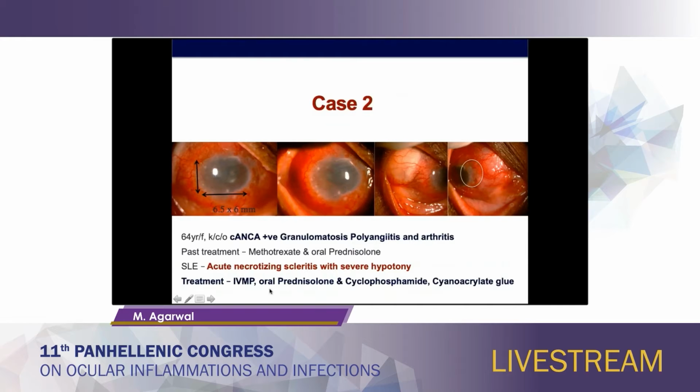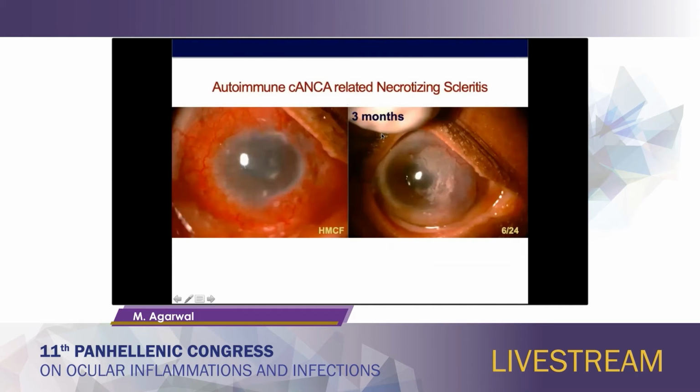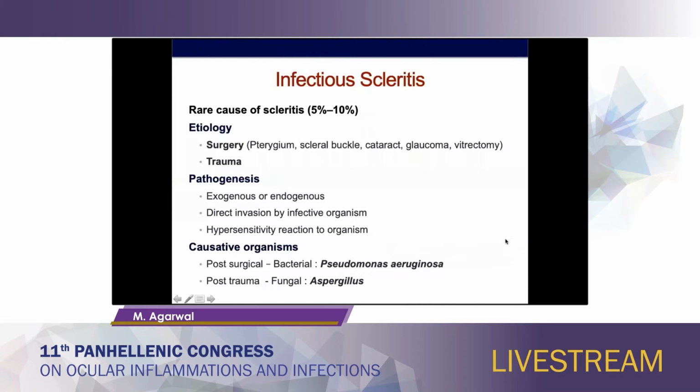At this point, we started her on intravenous methylprednisolone, oral prednisolone, and cyclophosphamide. Cyanoacrylate glue was also done. This is at 1 week. And here she is after 3 months, visual acuity improves to 6/24.